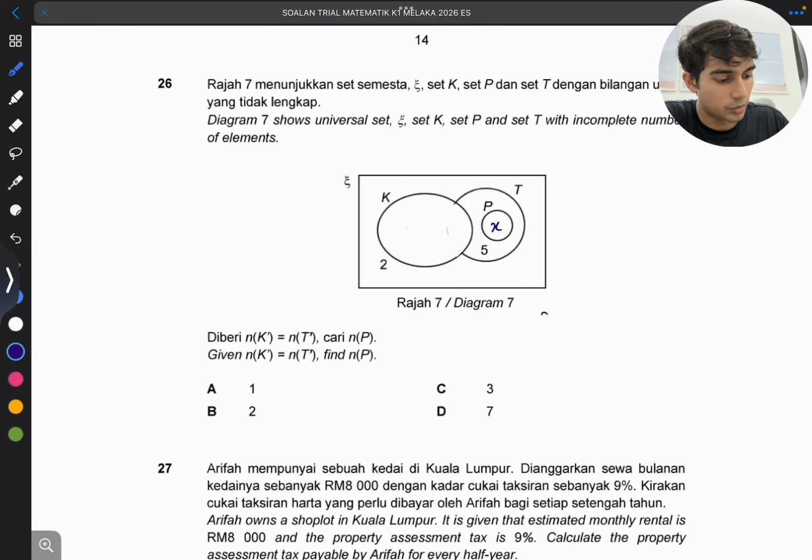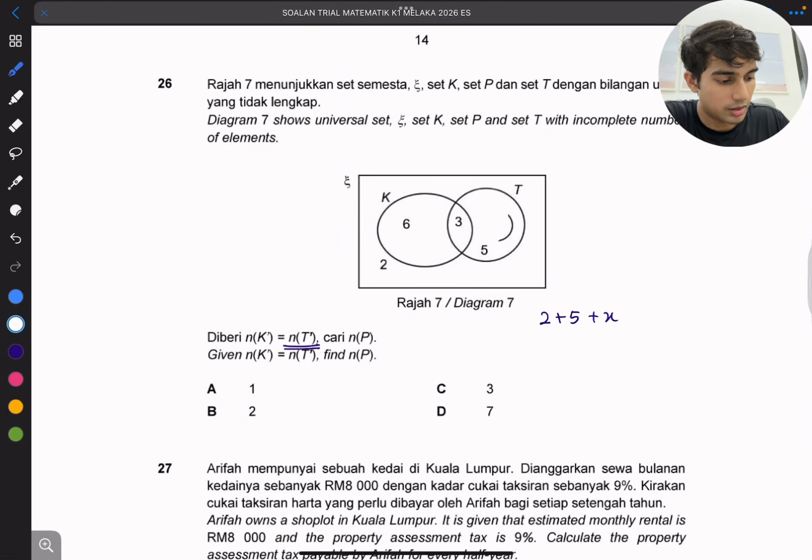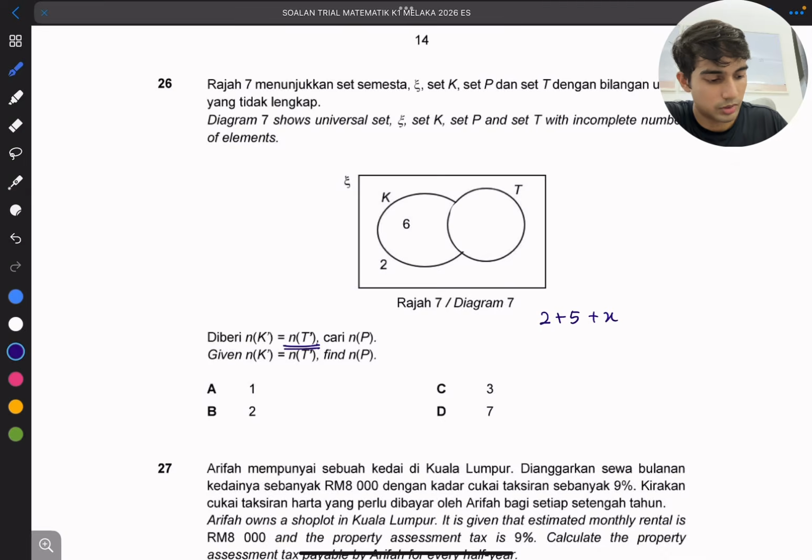So K prime would be 2 plus 5 plus x, everything other than K, right? Equals n(T'). T prime means everything other than T. Other than T means let's block out the whole T. Don't have this one. So T prime is just 6 plus 2.